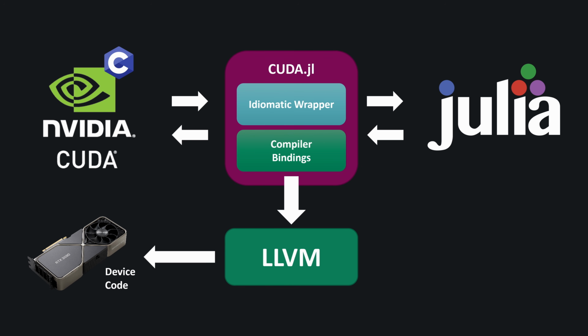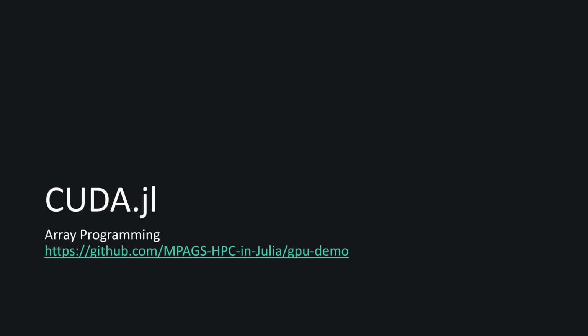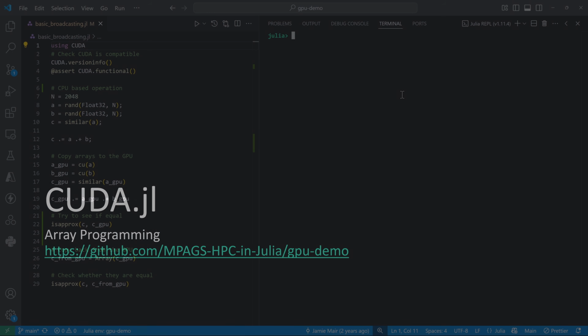For now, let's jump into VS Code and focus on the easiest way to get started using the GPU with Julia. The code I'll be using is available online in a public GitHub repository that you can access with this link, which you can also find down in the description.